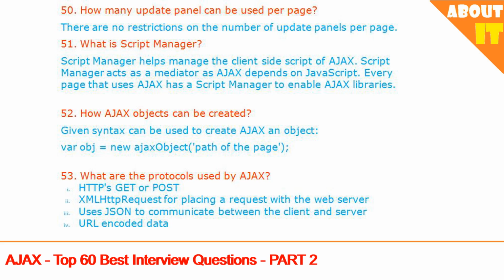53. What are the protocols used by AJAX? HTTP's GET or POST. XML HTTP request for placing the request with the web server. Uses JSON to communicate between the client and server. URL encoded data.